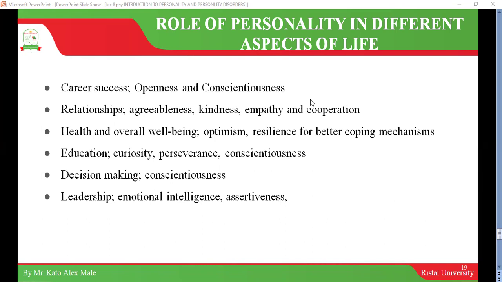Then leadership as an aspect of life. A leader needs to be emotionally intelligent and assertive. Yeah, emotional intelligence and assertiveness are very good personality traits in leadership. Because as a leader, you'll be subject to very many tough situations that need you to think well and take important decisions. You need to take on dangerous risks that you must possibly go through, or else the life of your subordinates is gone.